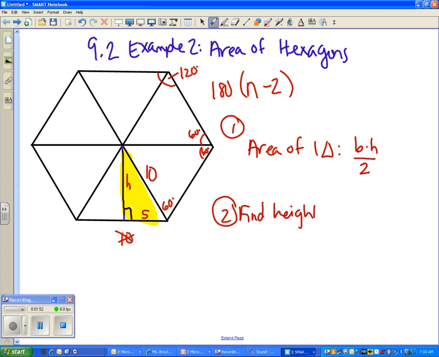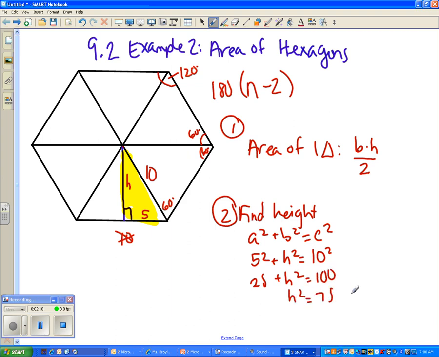And we're going to use Pythagorean's theorem, a squared plus b squared equals c squared. We know one side is 5, we don't know what the height is, and we know that the hypotenuse is 10 squared. So when you do that, you're going to get that h squared equals 75, so the height is radical 75. For now, let's just go ahead and leave it as radical 75.